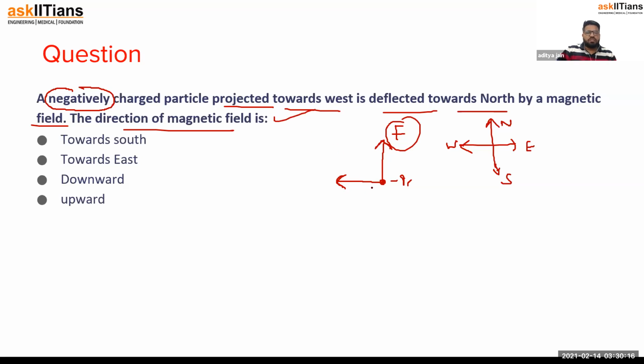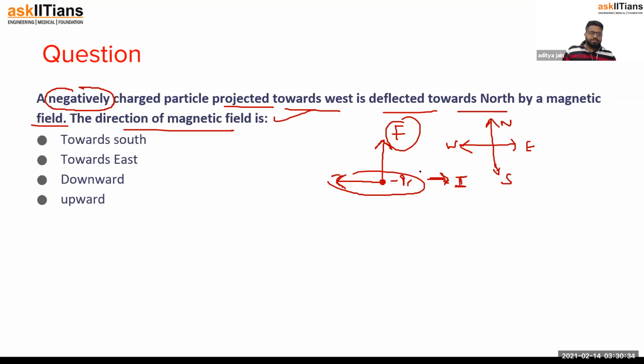What is the direction of magnetic field? So what can I say, if negative charge is flowing like this, the direction of current should be towards the right, yes or no? Opposite to the direction of negative charge, yes or no? This is actually the direction of current. Now from Fleming's left-hand rule, you have got F, you have got I.